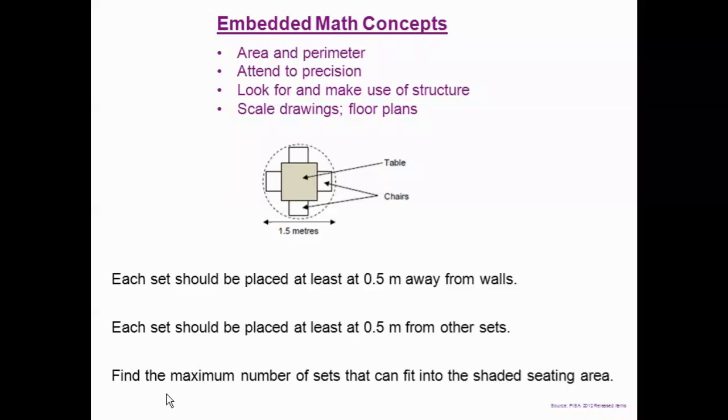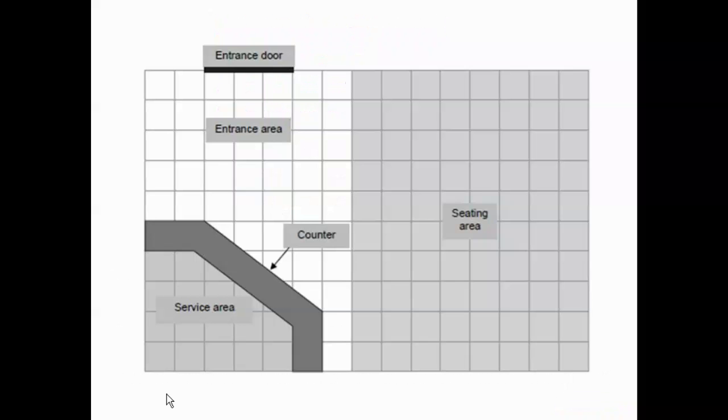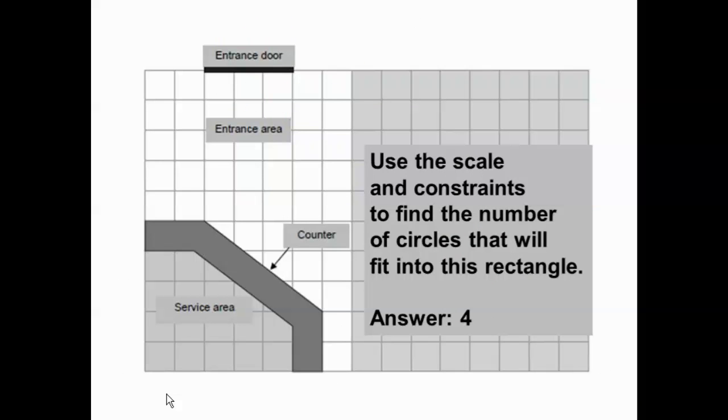So if you came out with a number like 4.2 or something, you have to go down because you can't have 0.2 of a table. That would be awkward. Okay. So once again, using the scale and the constraints, you'd find the number of circles that fit into the rectangle.